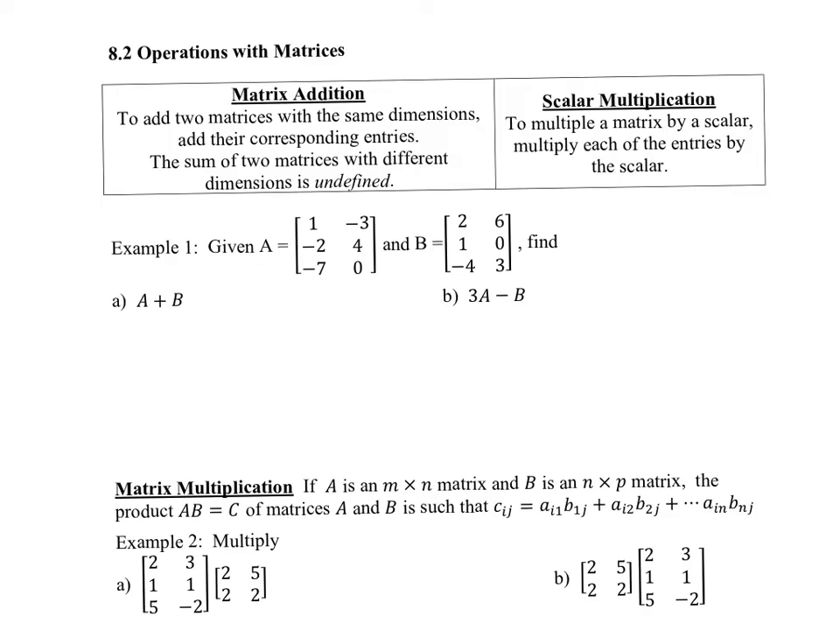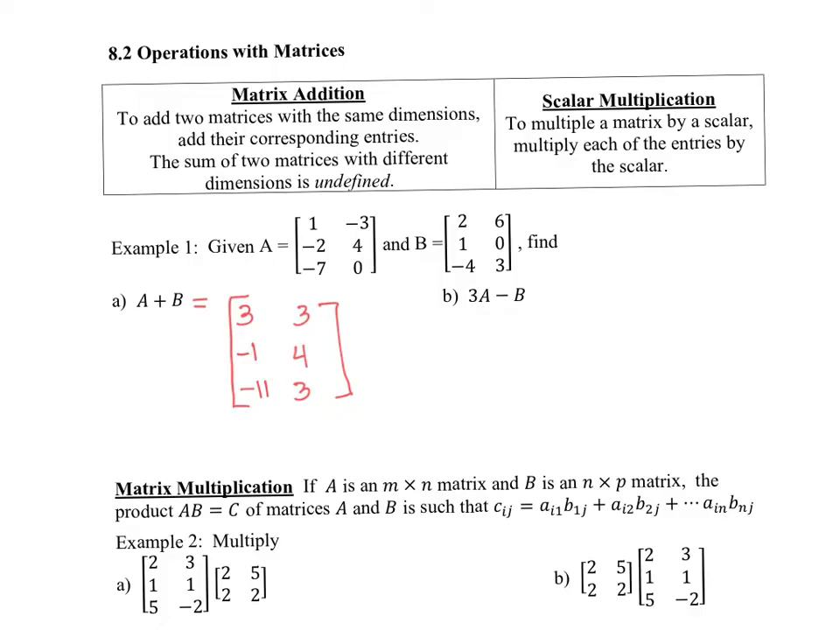So if I want to do A plus B, I just go entry by entry. The first, top left, 1 plus 2 is 3. I'm going to go down the column: -2 plus 1 is -1, -7 plus -4 is -11. Then I'll go down the second column: -3 plus 6 is 3, 4 plus 0 is 4, 0 plus 3 is 3. Okay, and because I added two matrices of the same size, my result is also the same size matrix.